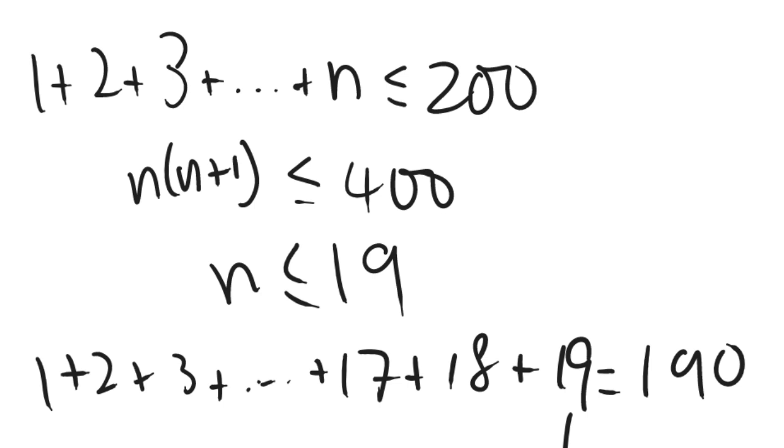If I do 1 plus 2 plus 3 plus and so on until 18, 19, this would be 19 times 20 over 2, so that's 190. Okay, but that's not 200. How do we make it 200? Everyone's seashell count is different, right? You just want to somehow make it into 200, to explain why 19 works.